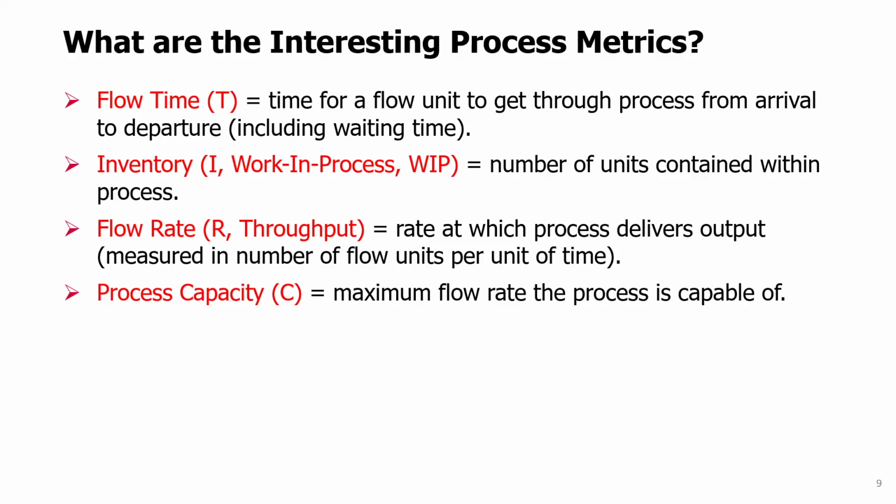The first of them we'll call flow time and use the symbol T. Flow time is the time for a flow unit to get through the process from arrival to departure, including waiting time. So flow time for the full process will be the time from entering to leaving, right? For example, for the interventional radiology unit, it would be the time for a patient, from the moment the patient enters the unit, before even getting to register and so on, till the time the patient leaves the unit and goes home.